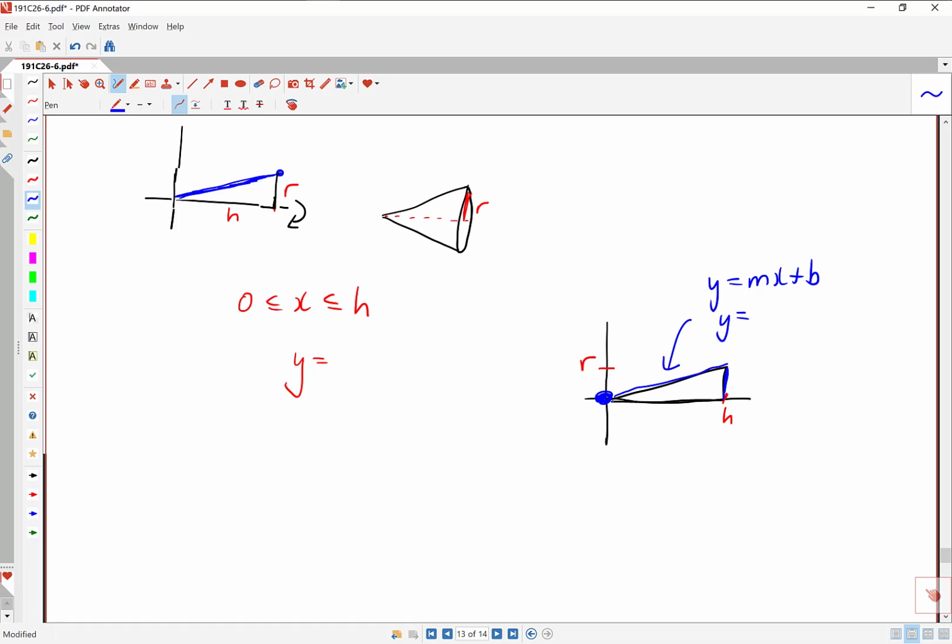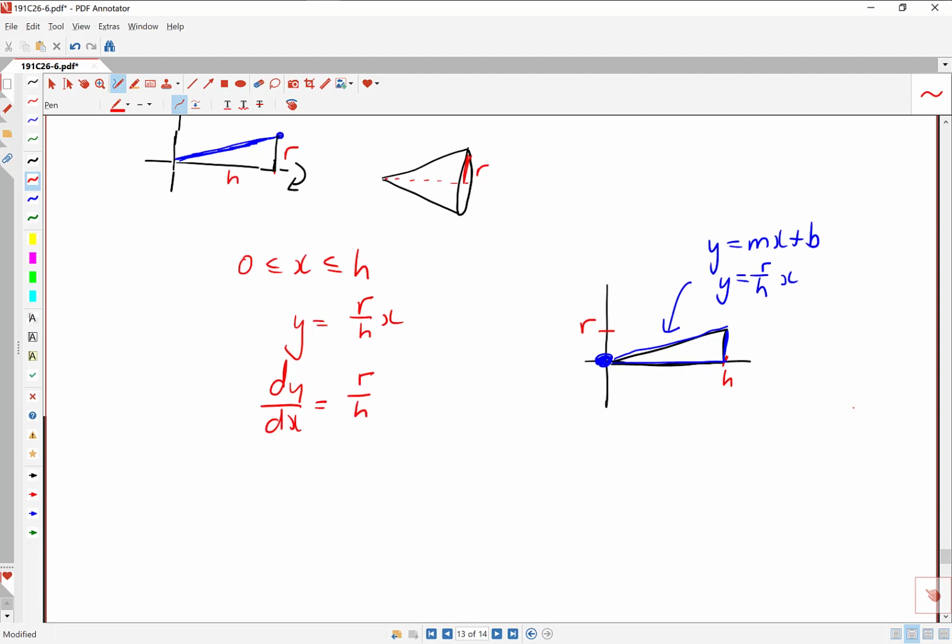Rise is r, run is h. So our slope is r over h. So the equation of that line just looks like y equals r over h x. So we can write that down. And then the one other thing we said we needed is dy by dx. If you take the derivative of y with respect to x, you just get this constant r over h. Good. I think that's all the details we needed to figure out.